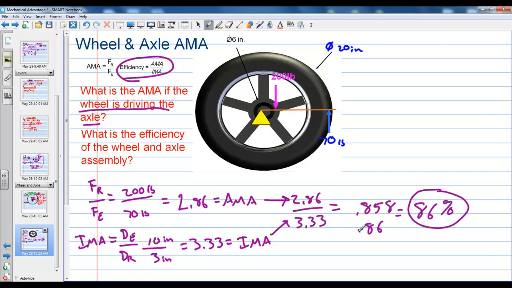Now, why isn't it 100%? Well, we've got some friction from the tire and the axle, and maybe the bearings are going out. There's lots of reasons why. But anyway, that is how you would find your efficiency. And so there you have it.